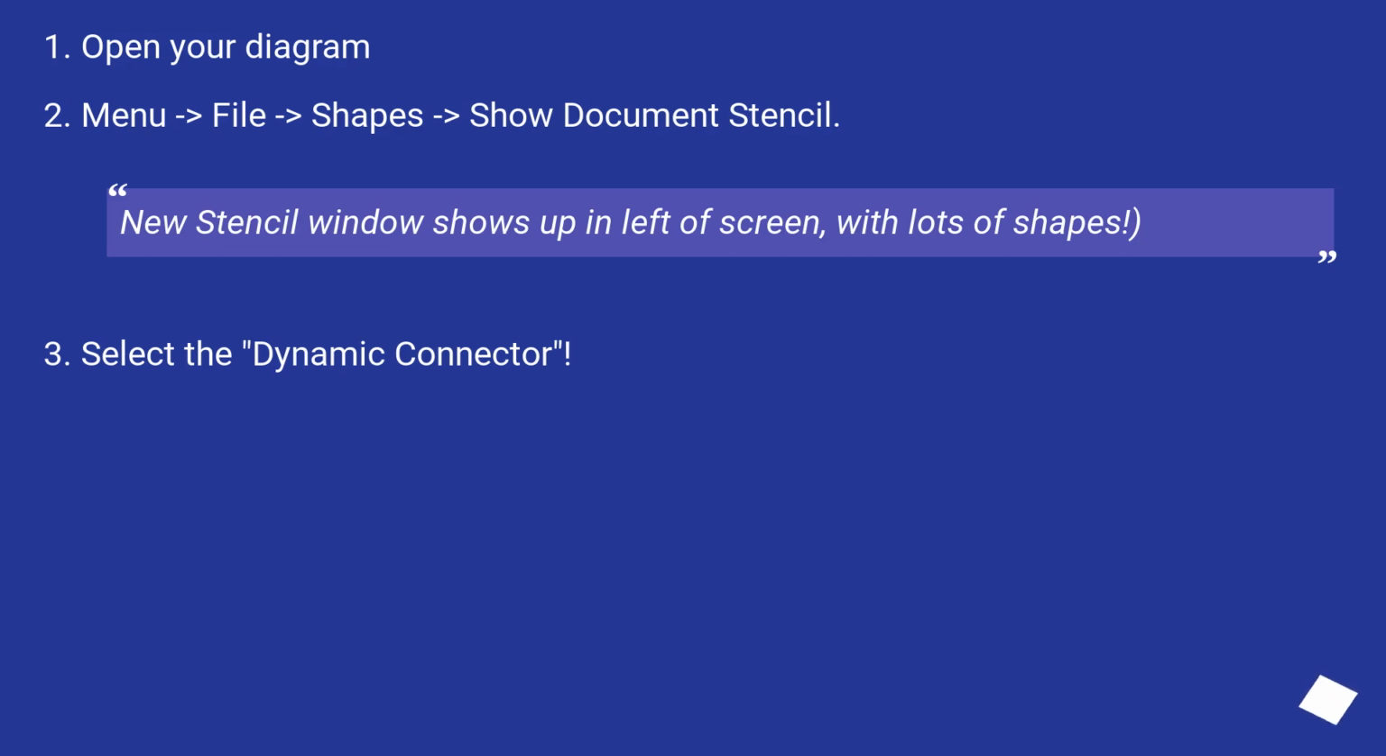Open your diagram. Menu, File, Shapes, Show Document Stencil. A new stencil window shows up in the left of the screen, with lots of shapes. Select the dynamic connector.